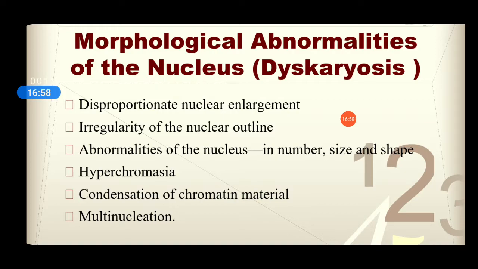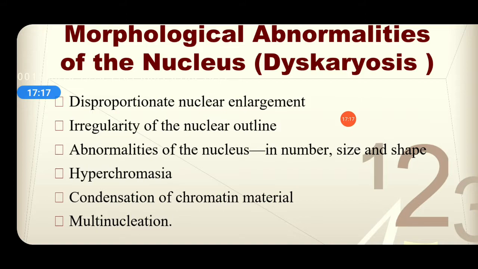So what may the dyskaryosis be? Like disproportionate nuclear enlargement: in certain cells you will find the nucleus is enlarged disproportionately compared to the size of the cell. Second, irregularity of the nuclear outline: you cannot see the nuclear outline, or you can see an irregular nuclear outline. Abnormalities of the nucleus in number, size, and shape. Usually one cell contains a single nucleus, but in dyskaryotic cells you will find 2 or 3 nuclei. Their size is also different, either large or increased, or the shape is distorted.